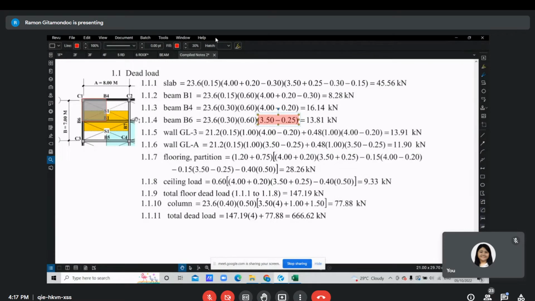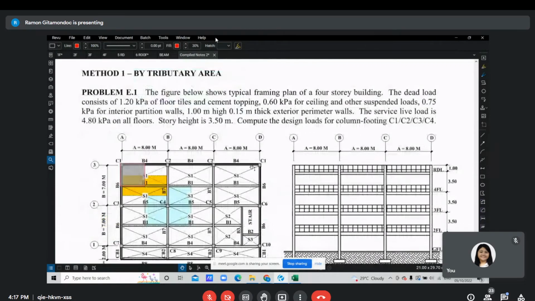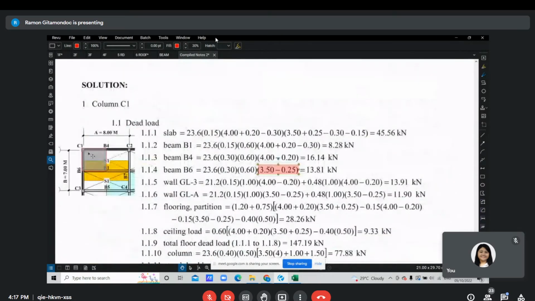And for the wall along grid line 3, this is grid line 3 here. So that is along B4, the CHB wall. So you have 21.2, the unit weight of masonry, multiplied by 0.15, the thickness of the CHB wall, then times 1, which is the height of the CHB. Then 4 minus 0.2, this is your length. So 4 is half of 8 minus half the column dimension. So you'll get the length of the wall from this point to this point here.